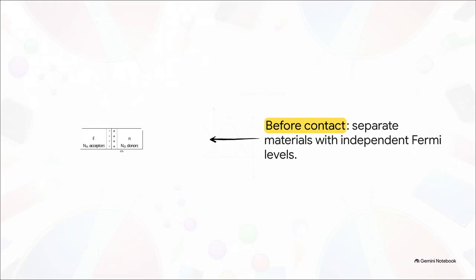So now that we know our main player, the Fermi level, let's look at the state of affairs right before contact. Imagine we have a p-type material, which is packed with holes or positive charge carriers, and an n-type material, heavily loaded with electrons. Before they touch, they're just minding their own business, completely independent. They've got their own work functions, and crucially, their own separate Fermi levels. They are just sitting there in their own isolated states of equilibrium.